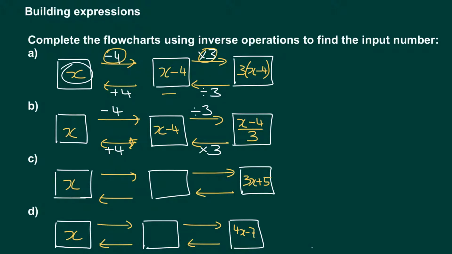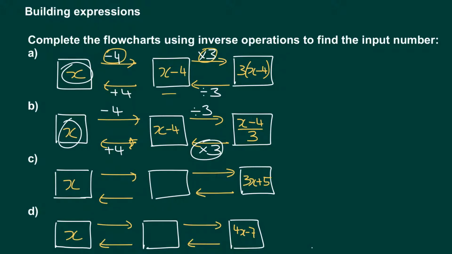So if we have a look at it, we have x minus 4 over 3. When we do multiplied by 3, those 3's will simply get cancelled out. And then we have x minus 4. And when we add the 4 again, minus 4 plus 4 will get cancelled out. So we will end up with the letter x at the start. So now let's move to part C.